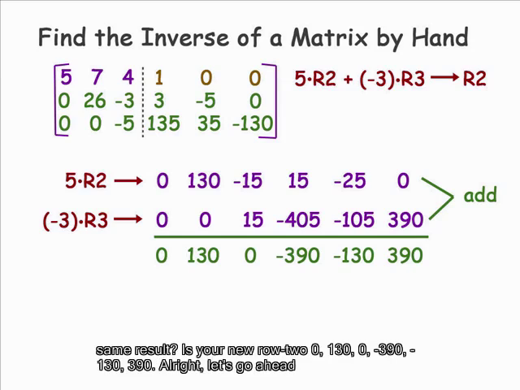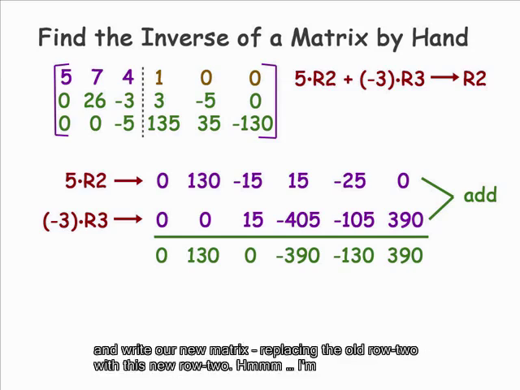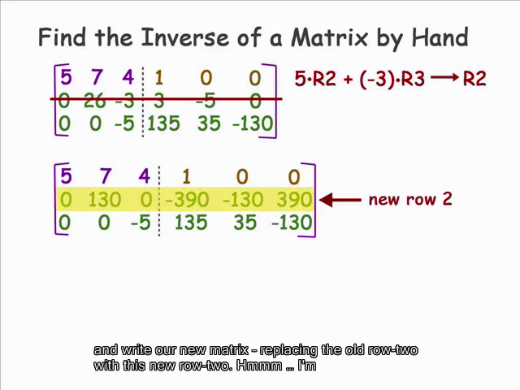Did we get the same result? Is your new row 2 0, 130, 0, -390, -130, 390? All right, let's go ahead and write our new matrix, replacing the old row 2 with this new row 2.